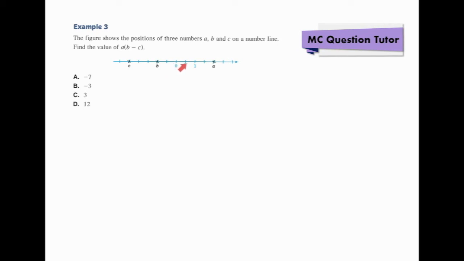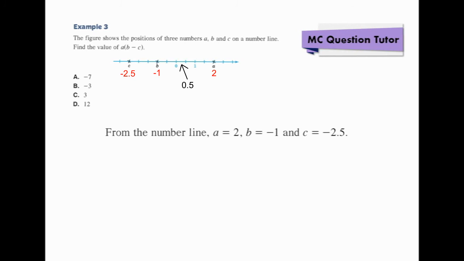Yes, each unit represents 0.5. Here, this is 1. So A equals 2. B is 2 units to the left of 0, which is negative 1. C is 3 units to the left of B. What is the value of C? C should be negative 2.5.